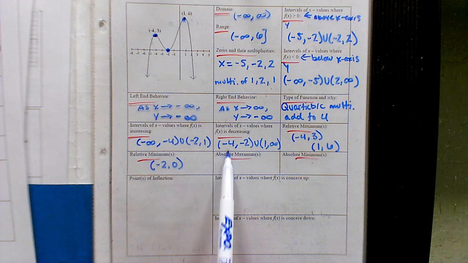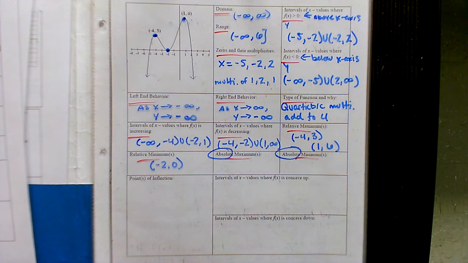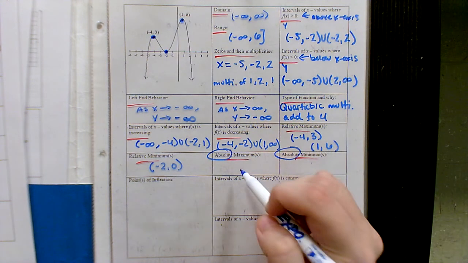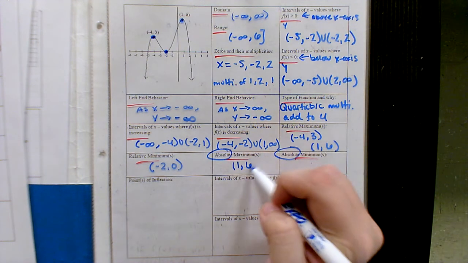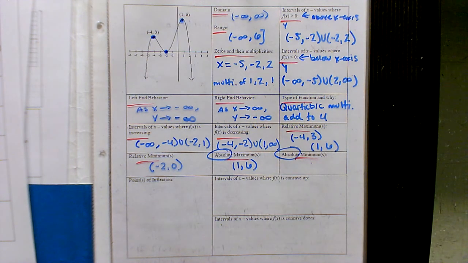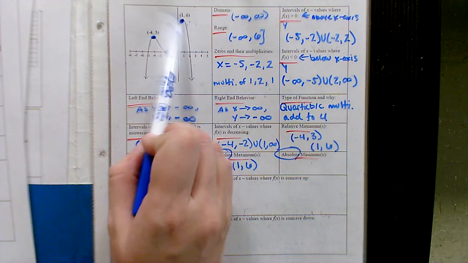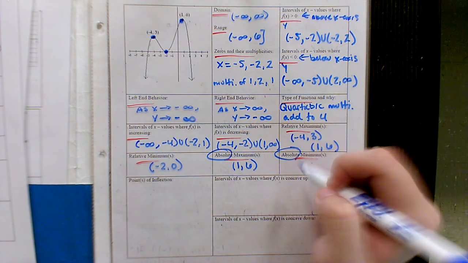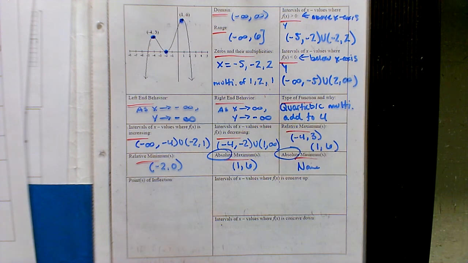Are any of those absolute maximums or absolute minimums? Like the highest or the lowest? Yeah. 1, 6 is the absolute maximum. There we go. That's the highest the graph goes. Do we have an absolute minimum? Why did you guys say no? That's good, I saw the head nods.